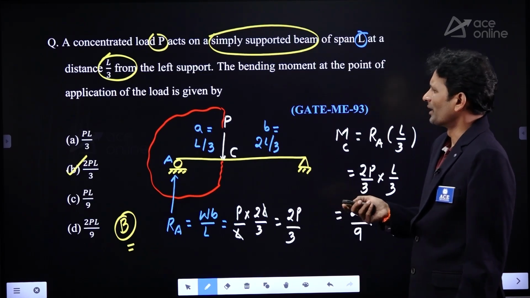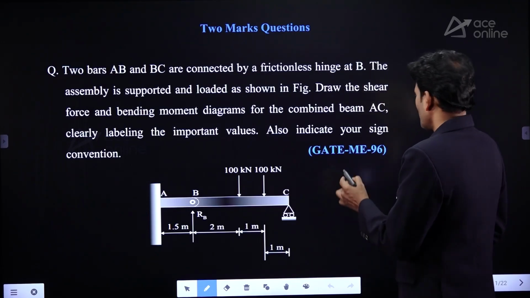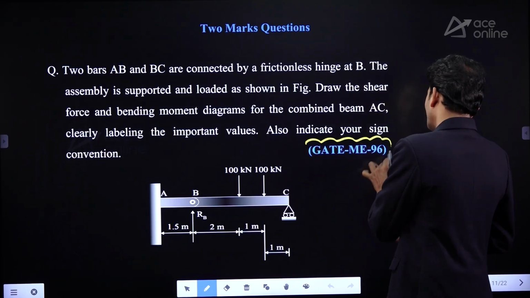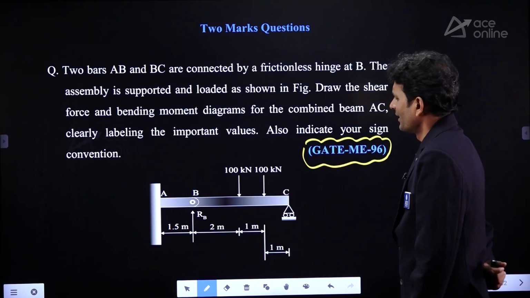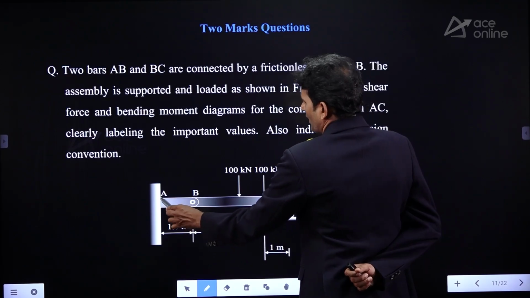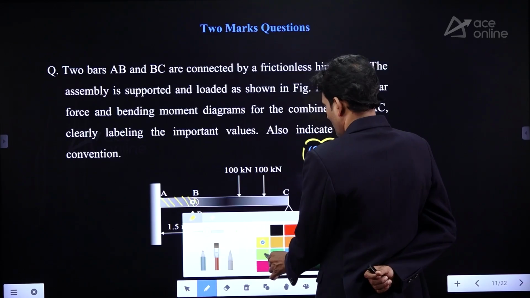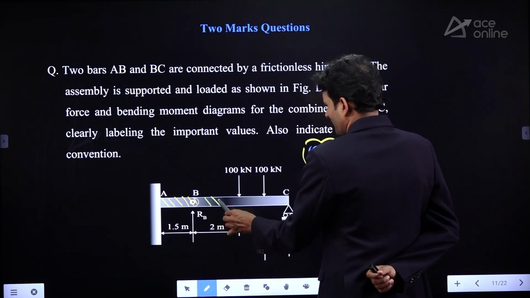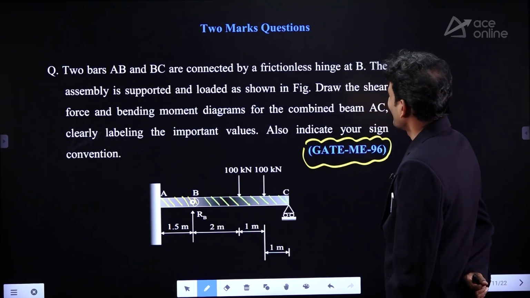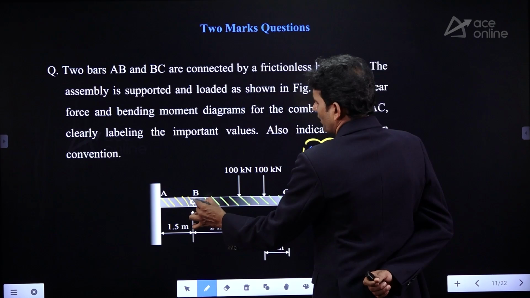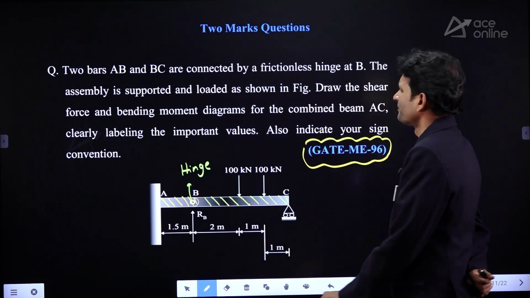So, let's move on to another question from this chapter, a 2 marks question. This question is again from very long back, question 96. Try to read the question. Two bars AB and BC. This is the AB segment and this is the BC segment, right? They are connected by a frictionless hinge at point B. Here we have a hinge point. At B we have a hinge point.